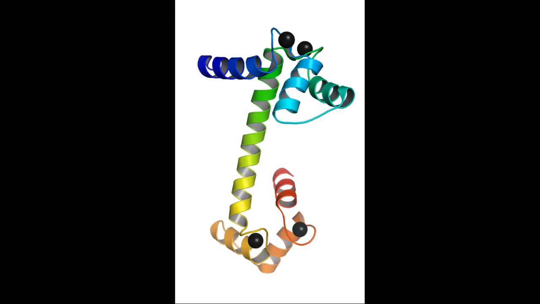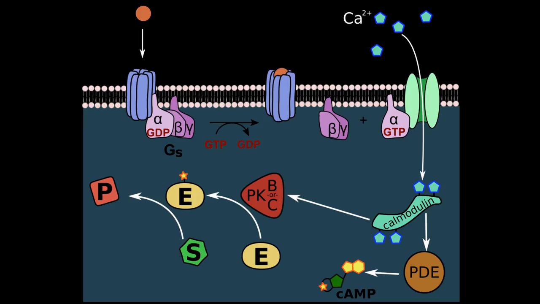So here is a figure of calmodulin. You have two different ends to it. These black balls are calcium, so you have two on one end and two that bind to the other end. Once it binds those four calciums, it becomes active and it goes up and does this thing. So let's take a look at exactly how this works.